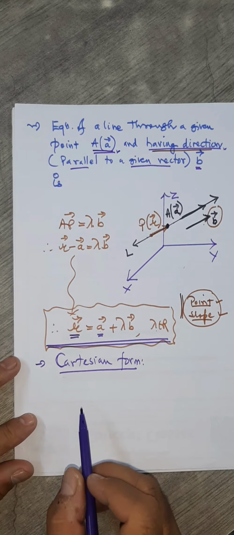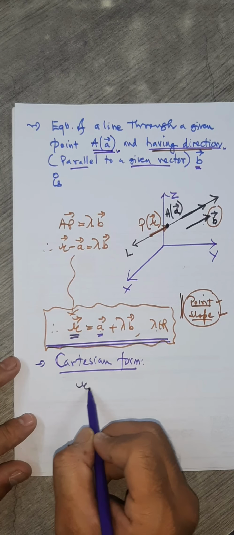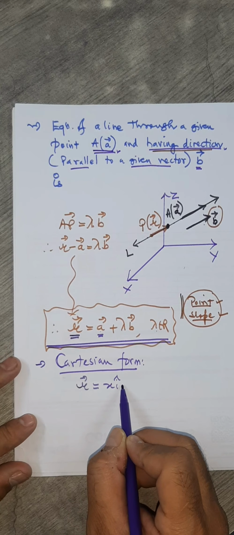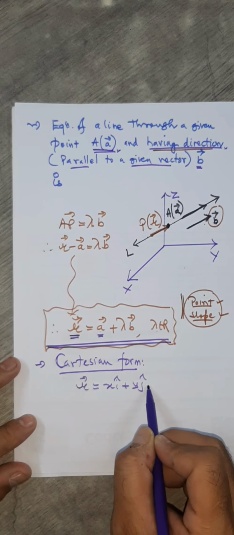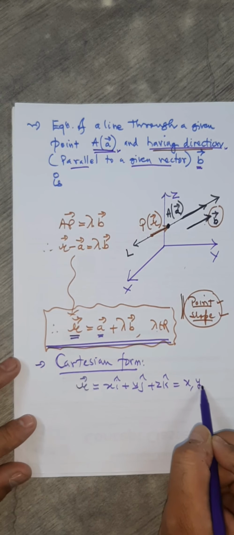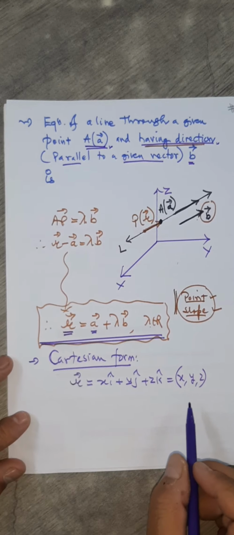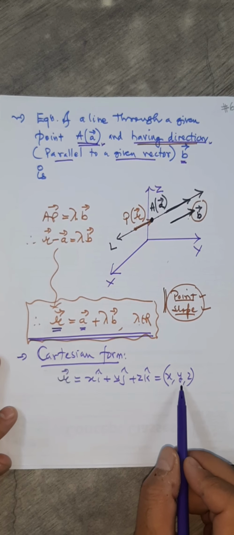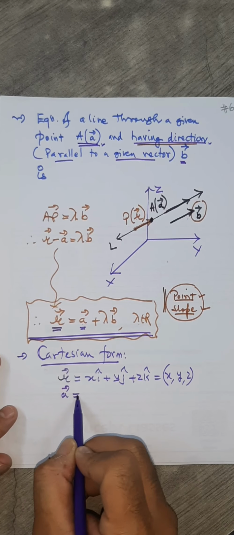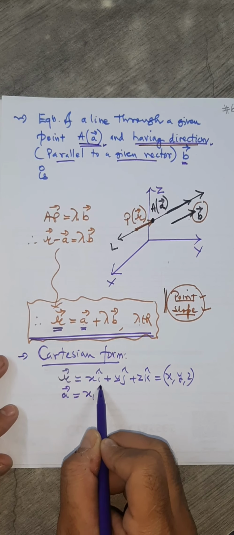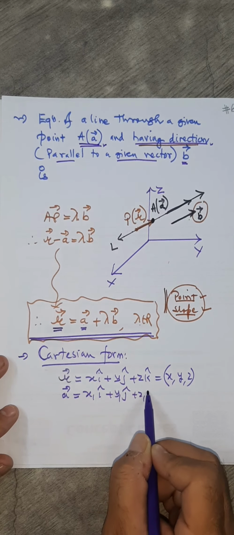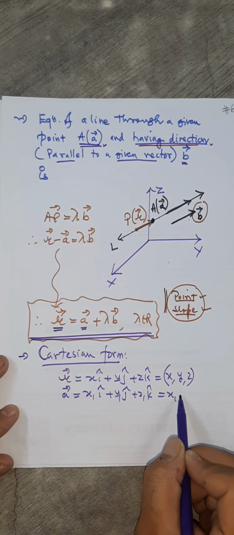This is sometimes called the vector form. So we need to take the components of this vector r, which you can write as x i cap plus y j cap plus z k cap, which is x, y, z in general, because this is any point. In R2 we used to take x and y. Here we take x, y, z. This is a fixed point, so we'll take x1, y1, z1. Remember, this is a fixed point, so x1, y1, z1.